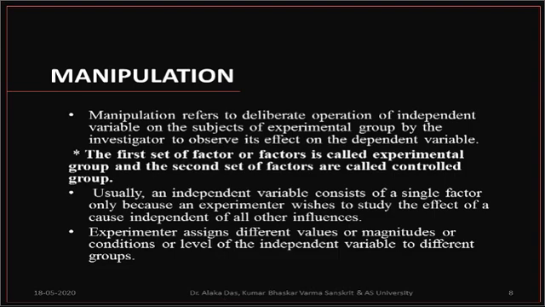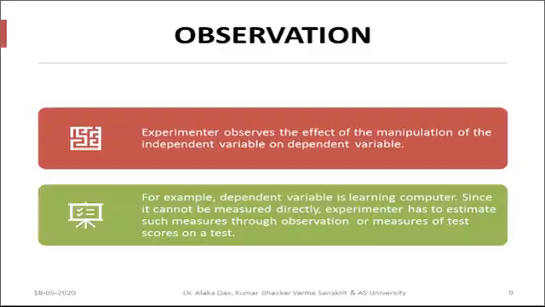Usually, an antecedent and independent variable consists of a single factor only, because an experimenter wishes to study the effect of a cause independent of all other influences. But with the help of statistical analysis or factorial design, multiple factors' variance can also be calculated and analyzed. The next condition is observation. Observation is the process where the experimenter observes the effect of the manipulation of the independent variable on the dependent variable.